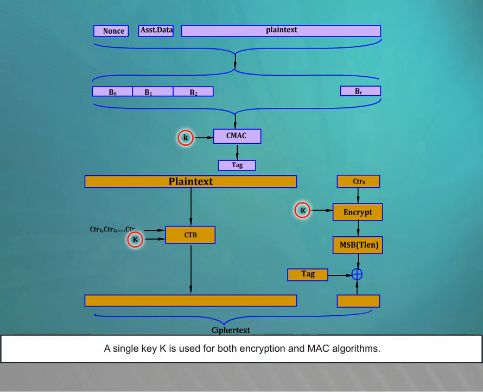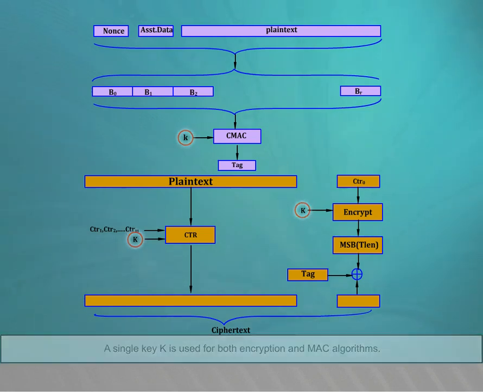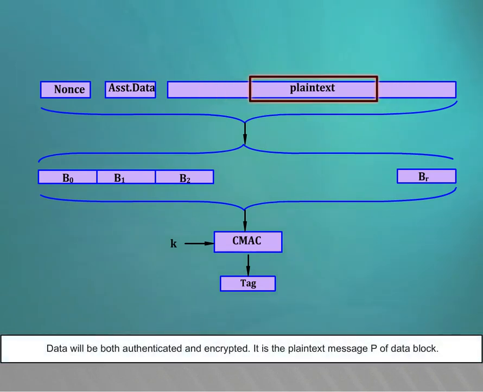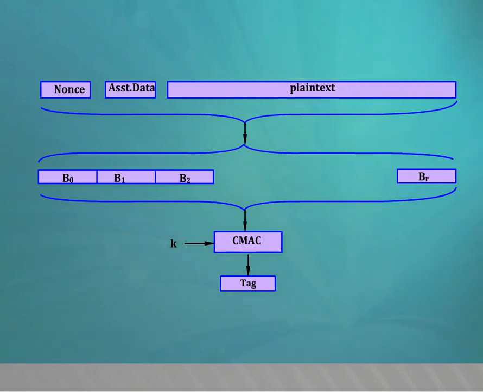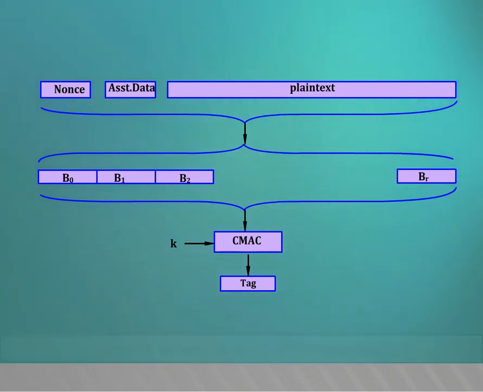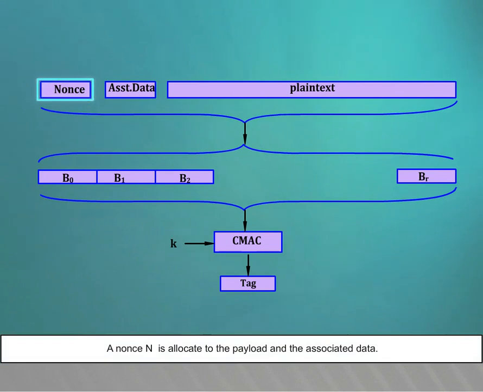A single key K is used for both encryption and MAC algorithms. The input to the CCM encryption process consists of three elements. Data will be both authenticated and encrypted. It is a plaintext message P of data block. Associated data A will be authenticated but not encrypted. A nonce N is allocated to the payload and the associated data.